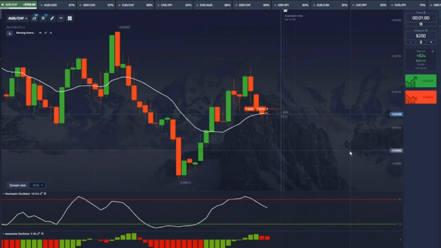As on the screen, when the stochastic oscillator leaves the overbought condition downward and the Awesome Oscillator is indicating a downward momentum as the candles are red going downward, then it gives a good sell signal.